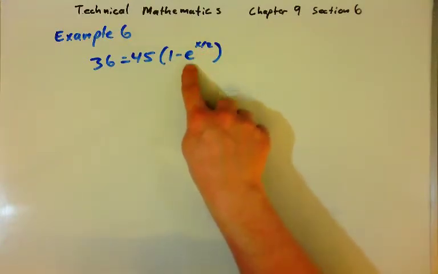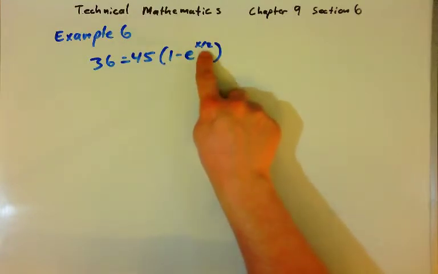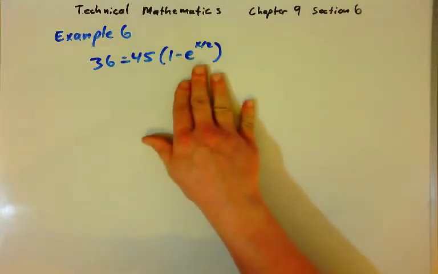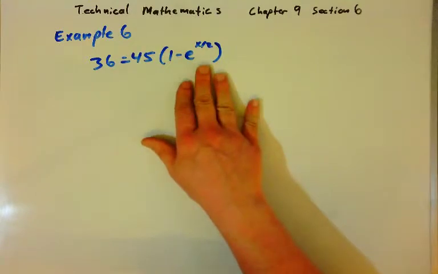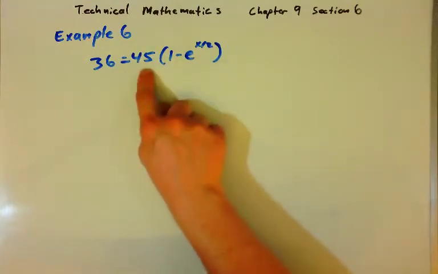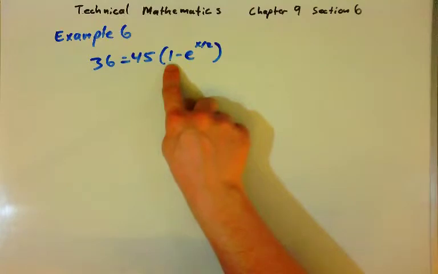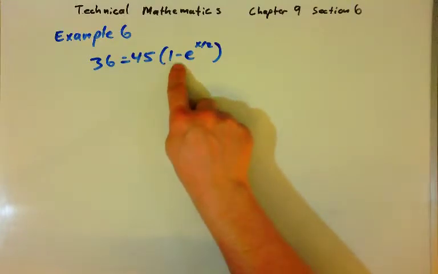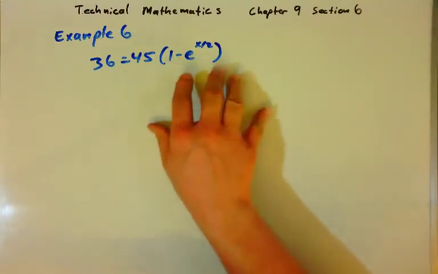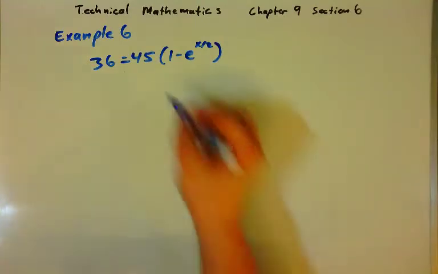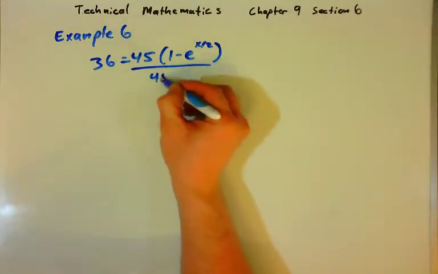But before I can do that, I need to get e to the x over 2 power all by itself, right? I need that to be the only thing on this side of the equal sign before I can take the natural logarithm. So I need to start by getting rid of 45 and getting rid of 1. Also getting rid of the negative, and then I'll be able to take the natural logarithm of both sides. So I'm going to start by dividing both sides by 45.